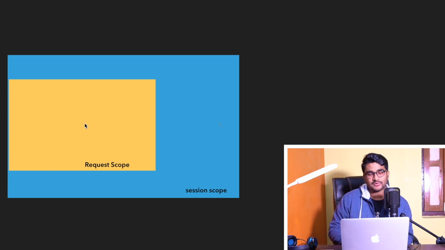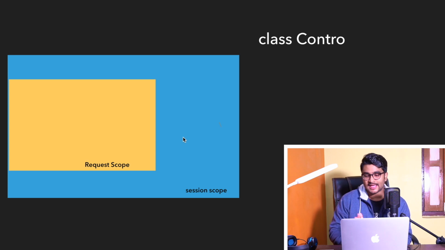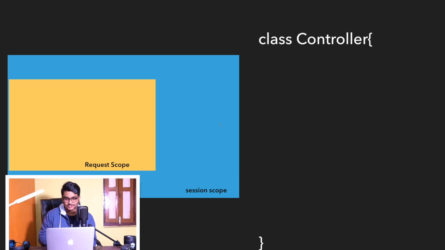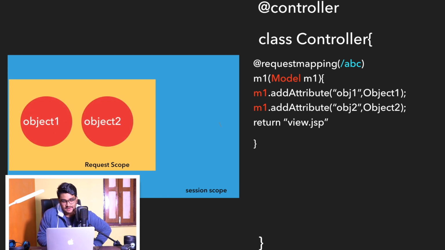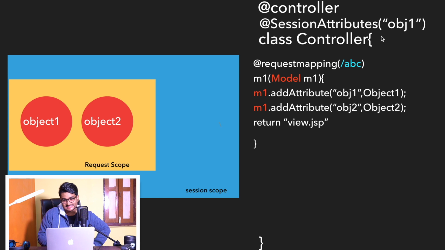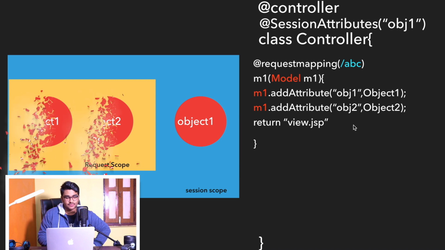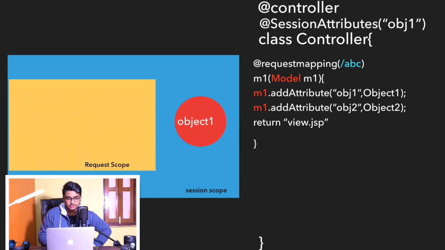So we have a request scope and a session scope. I have a controller class. This is my first controller. Right now I have a handler mapping, and I'm adding two things to my model right here, object 1 and object 2. So obviously object 1 and object 2 will be created right here inside the request scope. And I have @SessionAttributes, imagine, over the controller class. So this obj1 will be there inside the session scope. Once this handler method is invoked, obj1 and obj2 will be destroyed from the request scope, and object 1 will be there in the session scope.